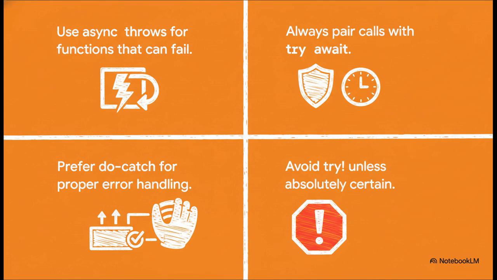Rule 3: your go-to should be do-catch. It gives you the most control for proper error handling, so you can give your users useful feedback. And finally, Rule 4: just avoid try!. Seriously. Unless failure is literally impossible, don't touch it.